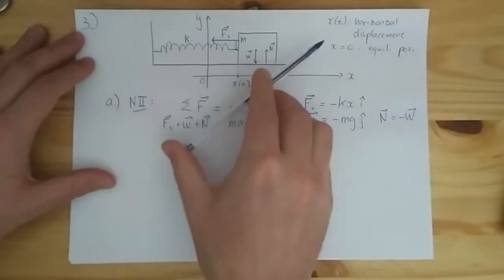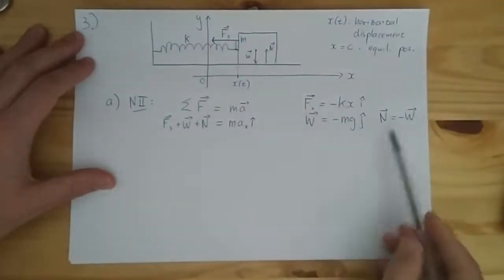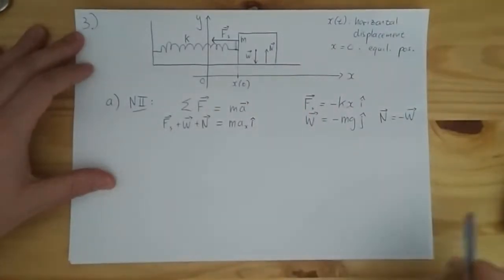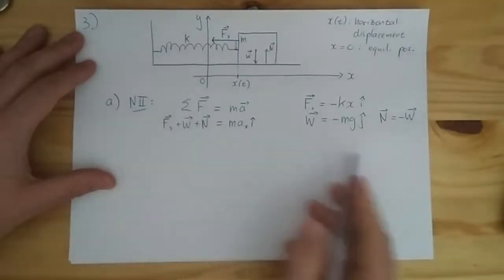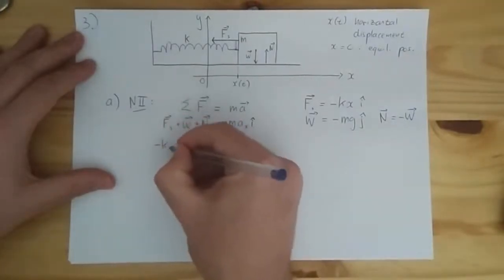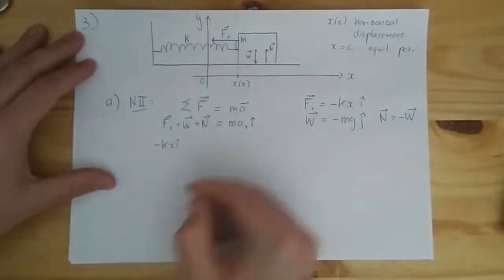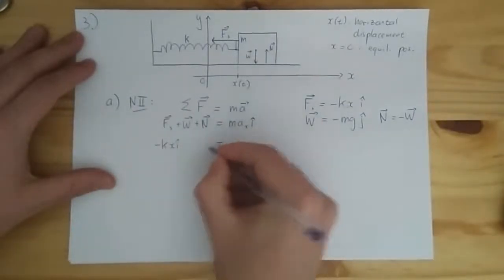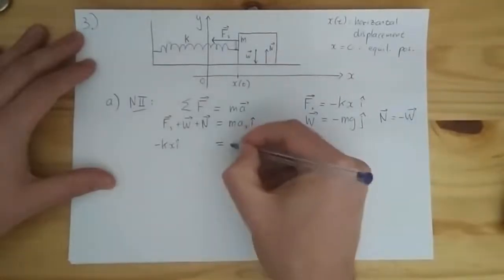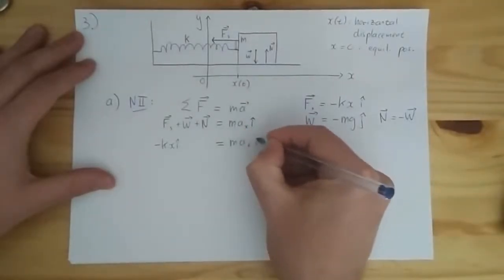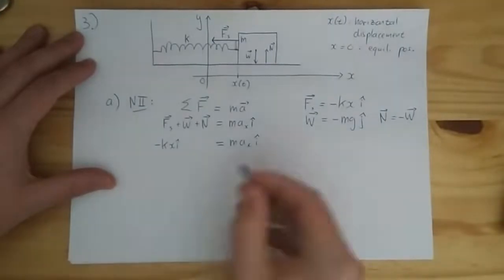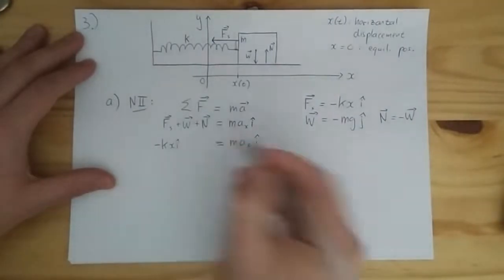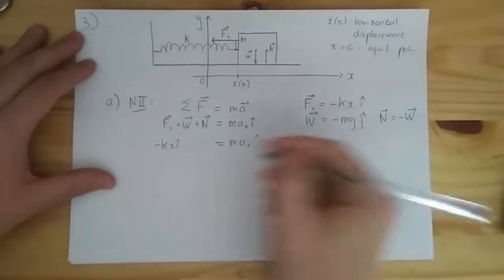If it's a setup where the spring is at an angle, then of course the weight and the normal force won't cancel. Okay. Right, so let's substitute. So here I have minus kx i, and these two cancel. So I could have written it here instead. Okay, is equal to m a x i. Okay, and I can rearrange this a little bit.